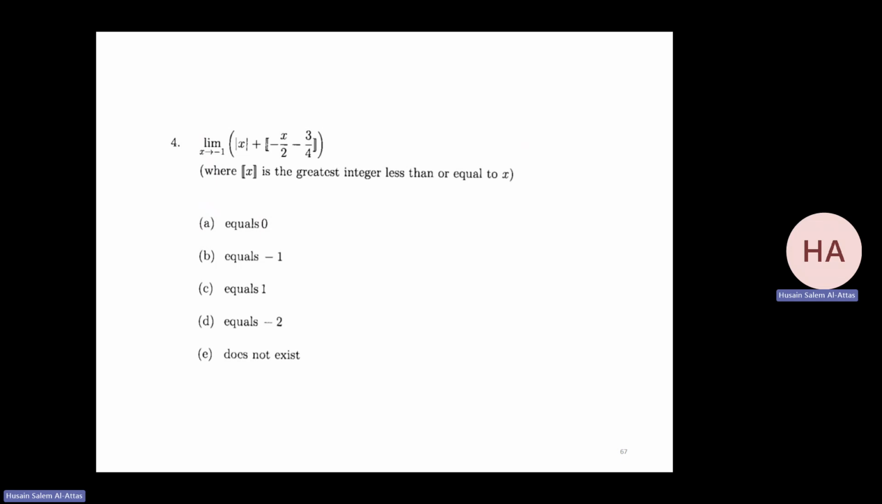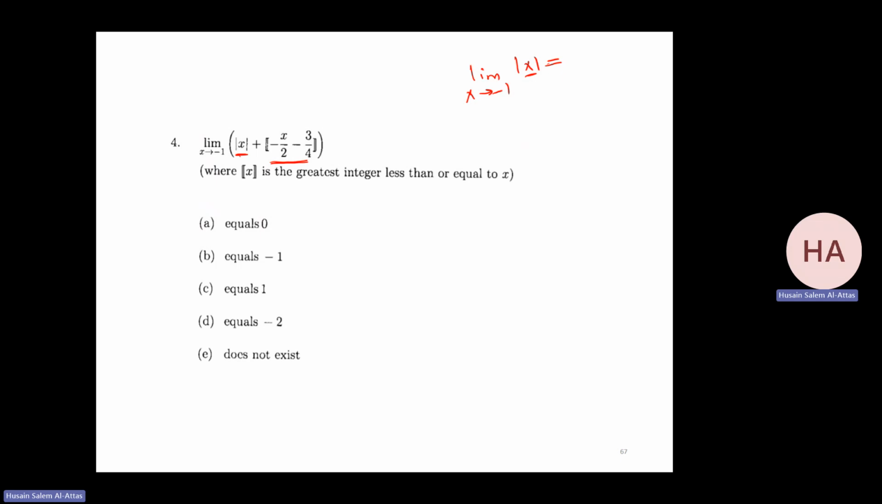Absolute value of x plus this and this. X goes to minus 1. Okay, so I need to do two things. I need to do the absolute value, and I need to do the greatest integer. For the absolute value, check left and right. Minus 1 from right will be what? Minus 0.99. That will be negative. Actually, no need to do this, because as I said, if I do x goes to minus 1, the things will be negative here. Will be non-zero.